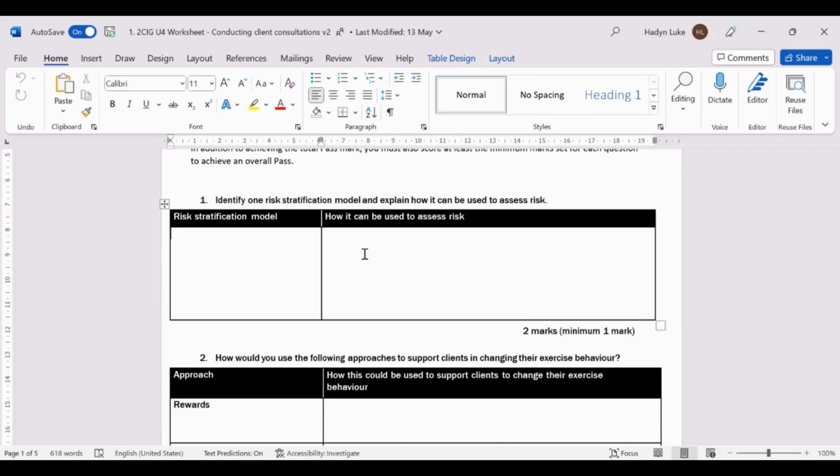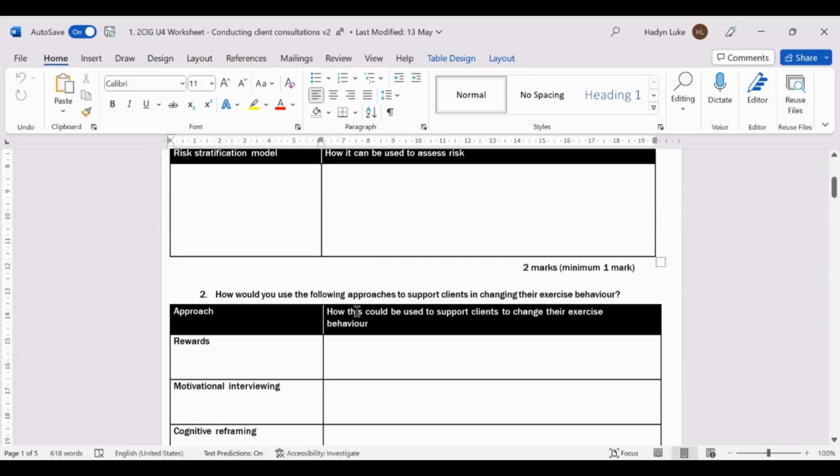Do they smoke? Do they drink? Do they currently exercise? Things where you need to kind of take their word on it. But objective could be their specific age, their BMI, their blood pressure, their heart rate. And by combining these things, you can then start to assess them on a RAG rating, so red, amber, green, on whether they are high risk, medium risk, or low risk.